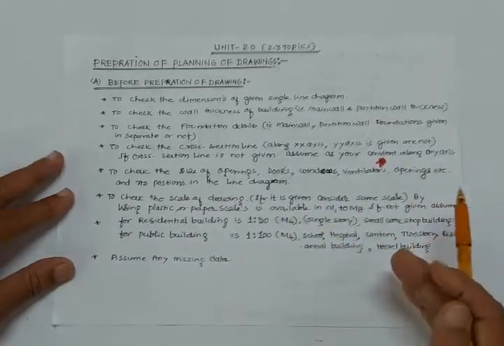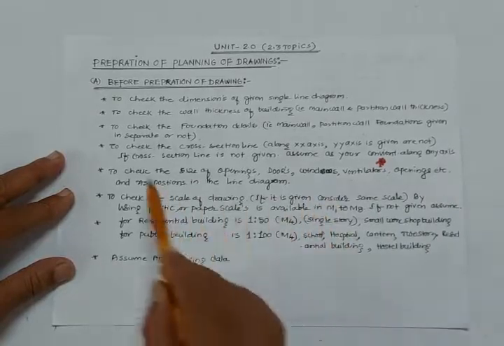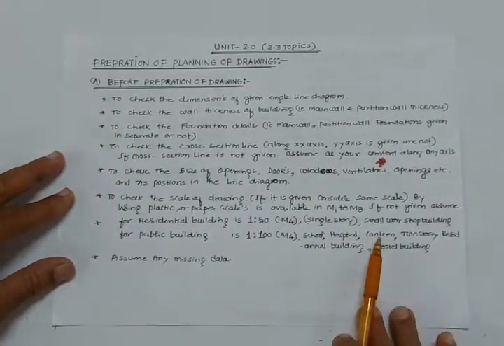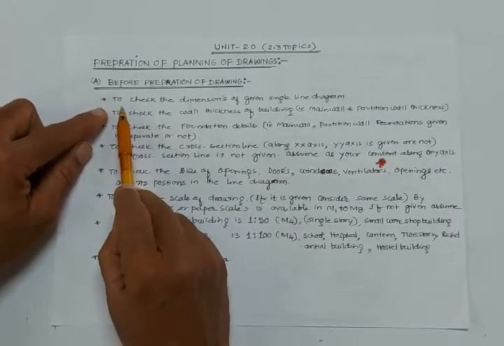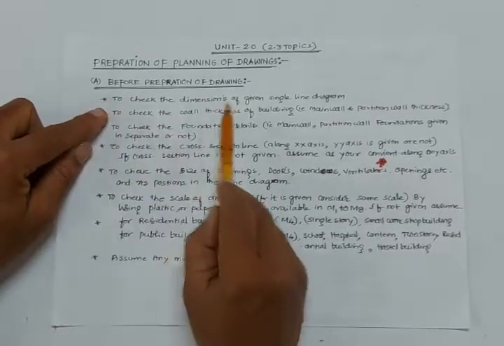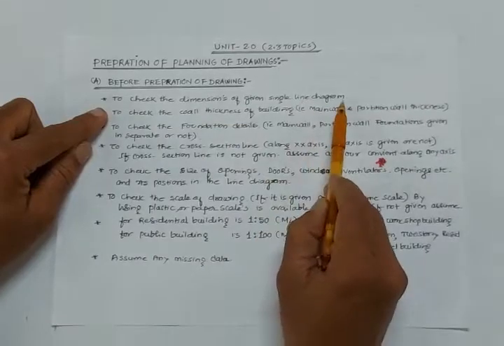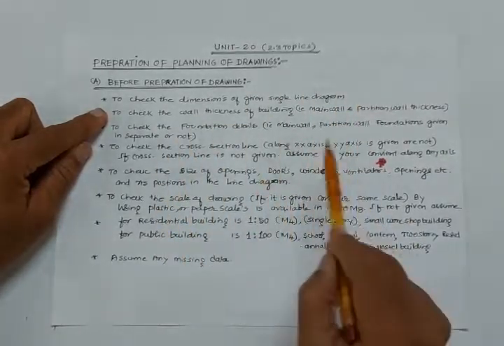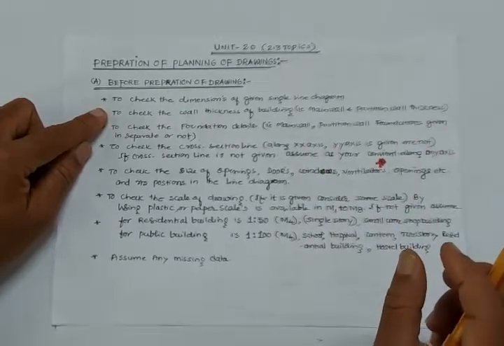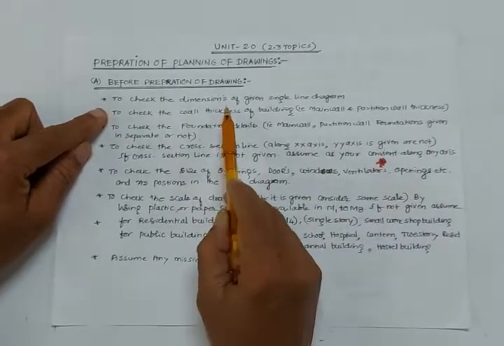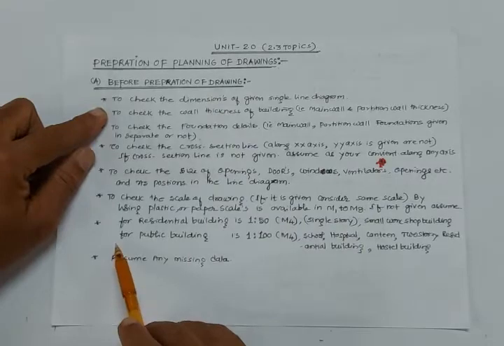Before going to the preparation of planning of the drawings, there are some points you have to remember. Before preparation of the drawings, you have to check the line diagram which is given. Check the dimensions of the given line diagram, that is, the inner dimensions and wall thickness, and any other data given. You have to check it before starting the drawings.